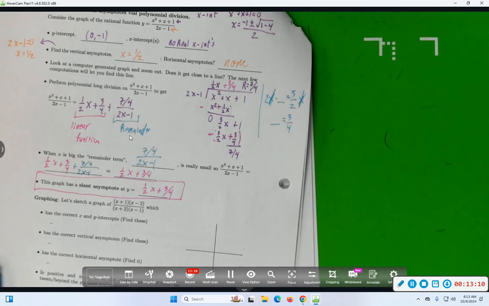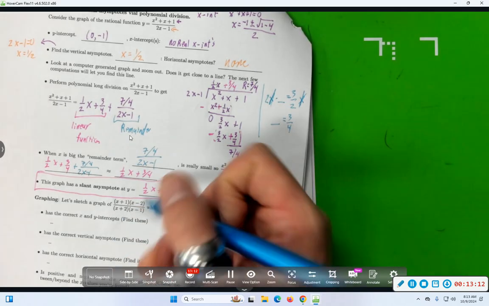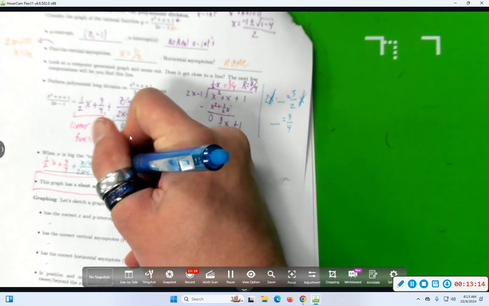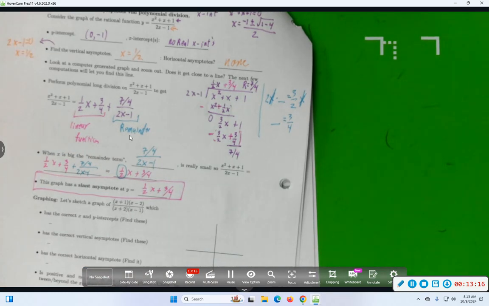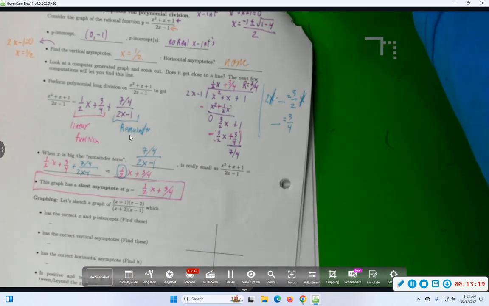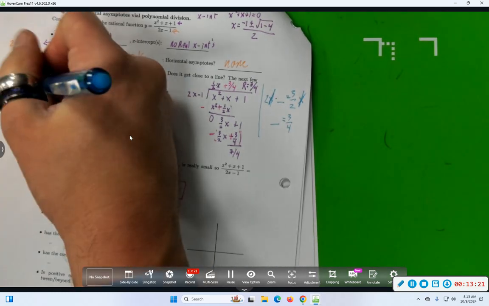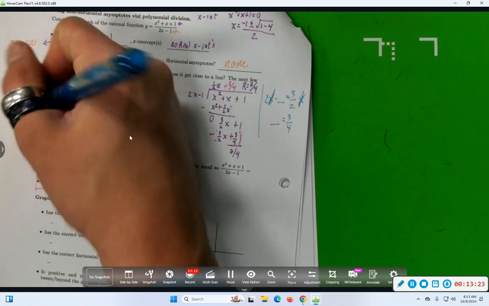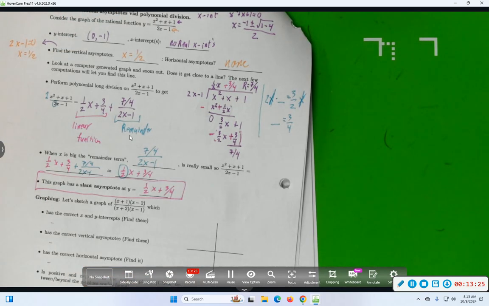Oh, let's maybe notice one more thing. The slope of this line, you could have, in fact, known that before you even started. That 1/2 came from that 1 divided by this 2. So you know the slope of the slant asymptote before you even begin.